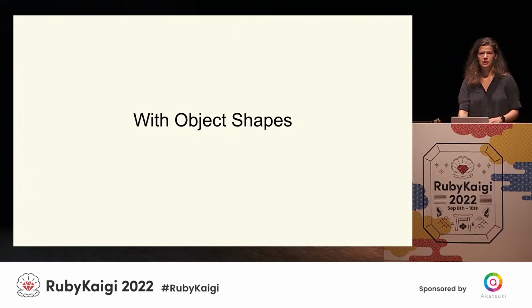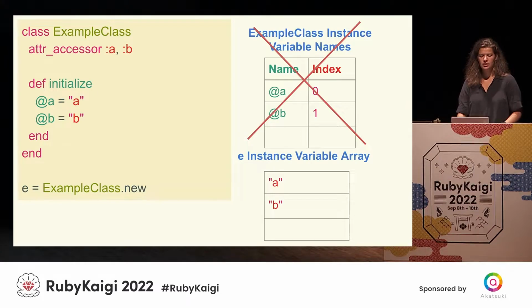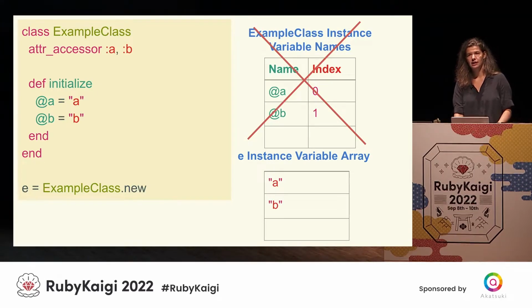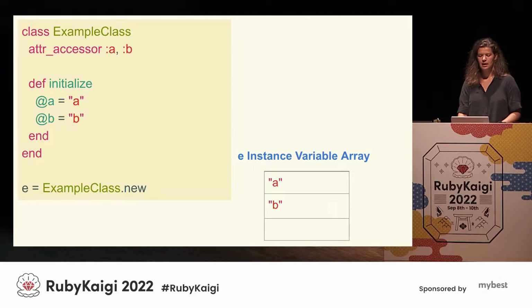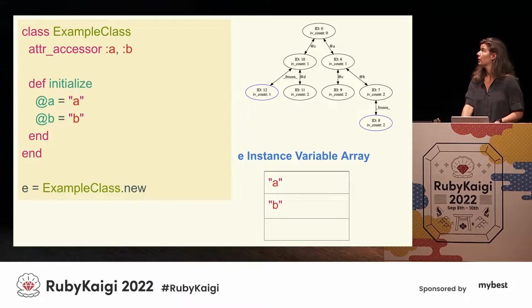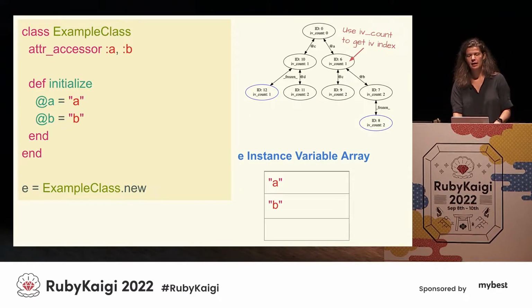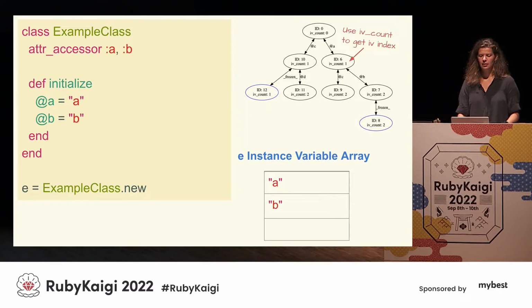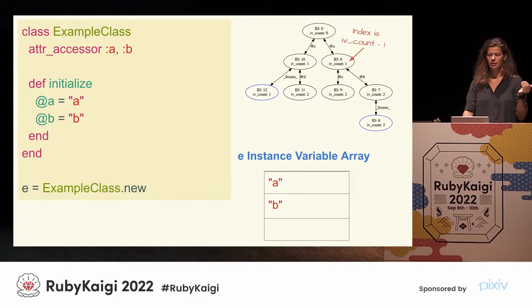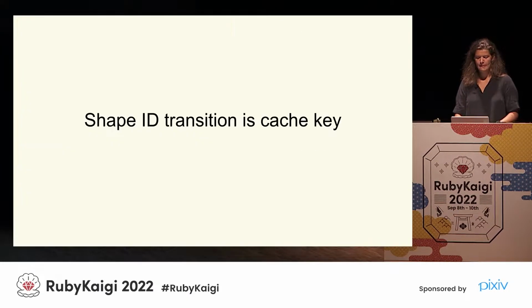With object shapes, this works slightly differently. So the first thing is that we no longer have this example class instance variable names map. We don't have it for any classes. The index is going to be the IV count minus 1. And the other thing to note here is instead of using class for cache key, we use the shape ID transition. So let's walk through an example.